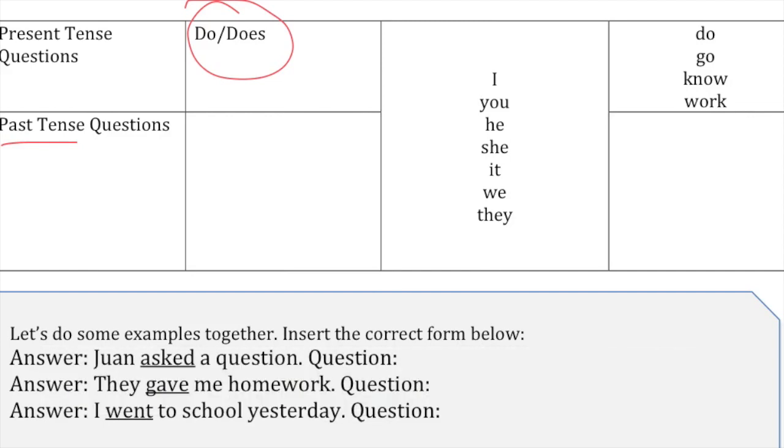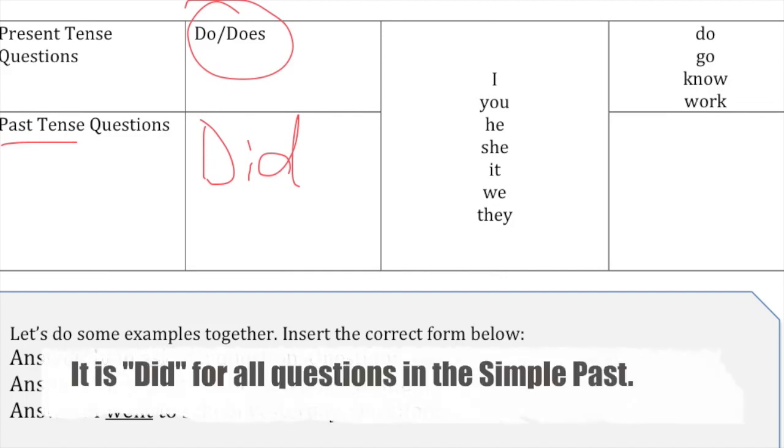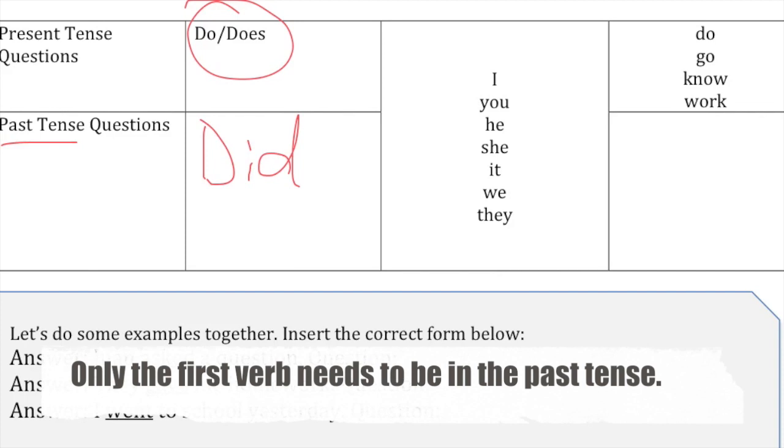What you should be thinking is, oh yeah, it's did. So did I, did you, did he, did she, did it, did we, did they? Because in the past tense, it's all the same word. It doesn't change, unlike do and does. And if you remember from up above, you only need to make the first word go in the past tense.